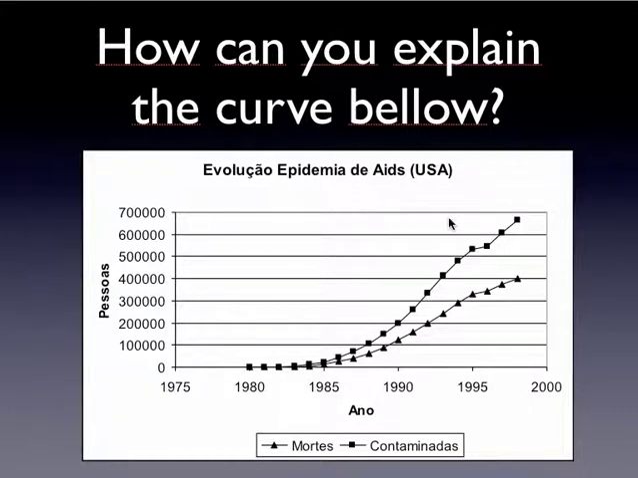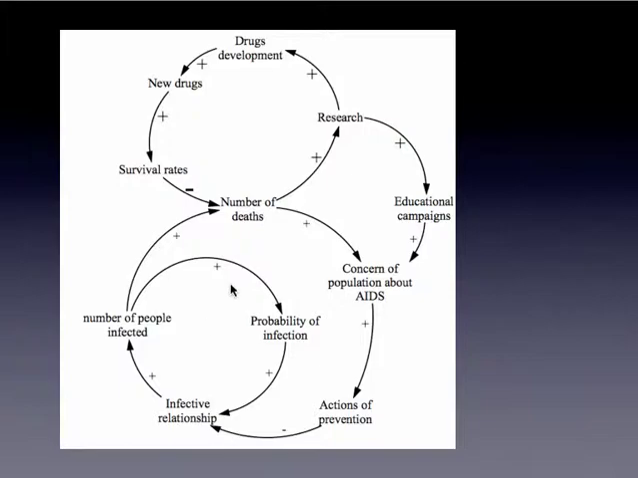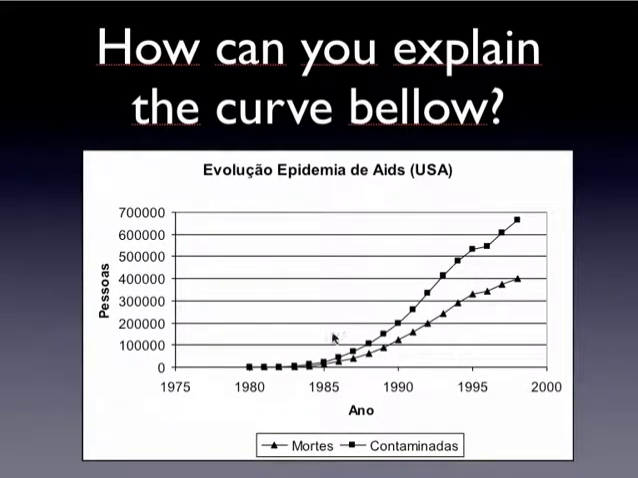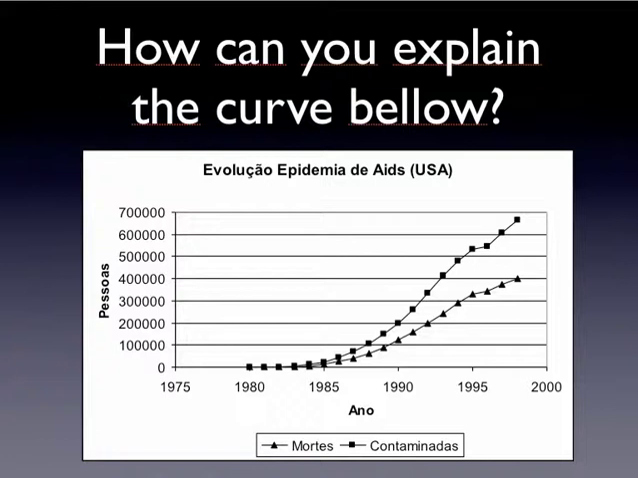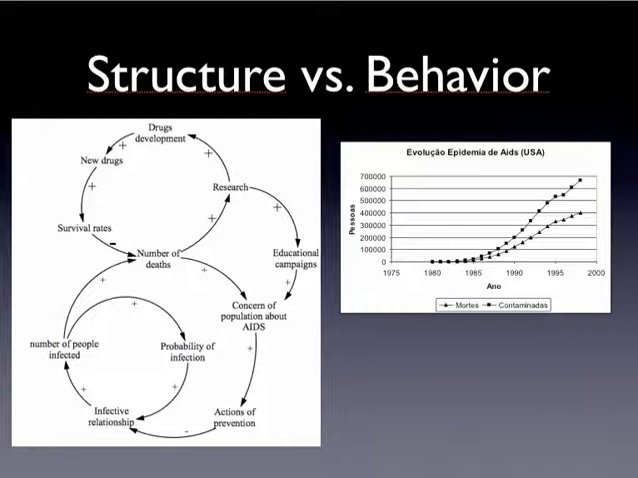The important thing about this exercise is that the structure is responsible for the pattern of behavior. You see, the exponential growth now is not growing as fast as it was before. It's growing closer to a linear growth. This is due to the prevention cycle, of course. And you see the two curves are going apart from each other due to the new drugs development cycle. That's the structure, that's the pattern of behavior. The structure is responsible for the pattern of behavior.